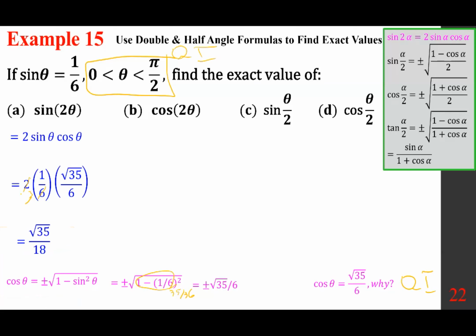Cosine 2 theta, one of the formulas is cosine squared minus sine squared. So 35/36 minus 1/36, which makes it 34/36. And of course, any fraction, put it in its lowest terms, the common factor of 2 from the top and the bottom is dropped.